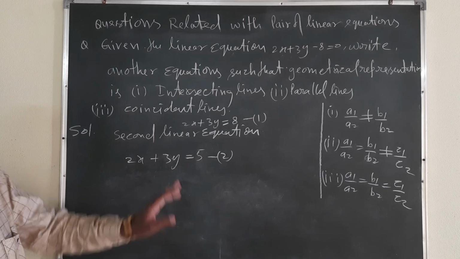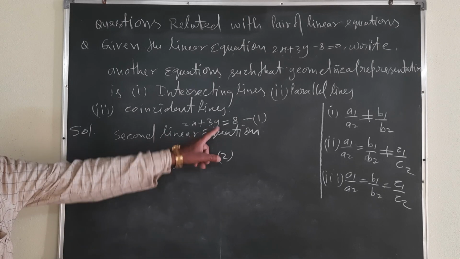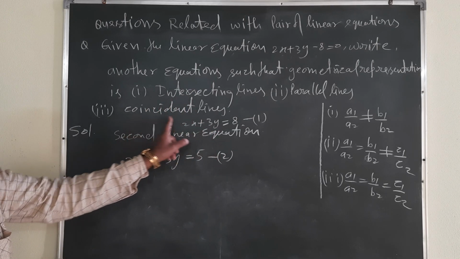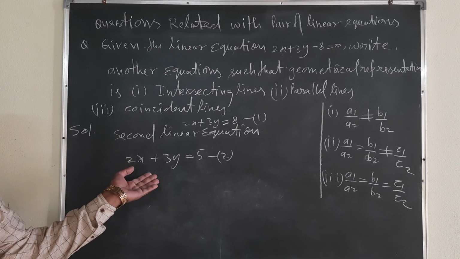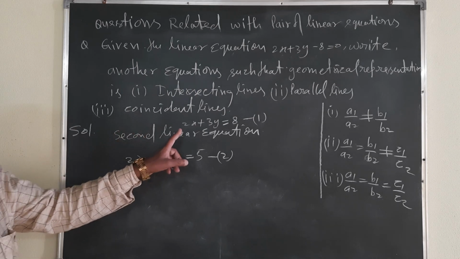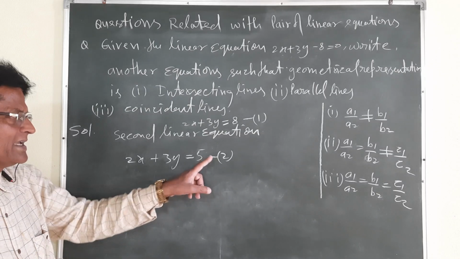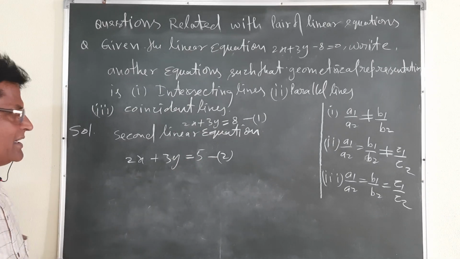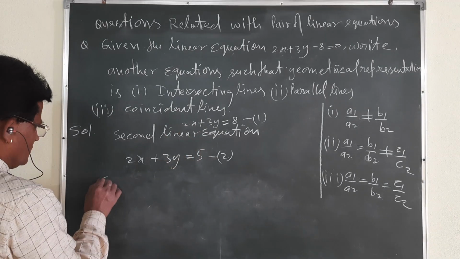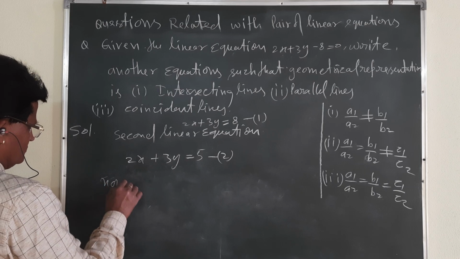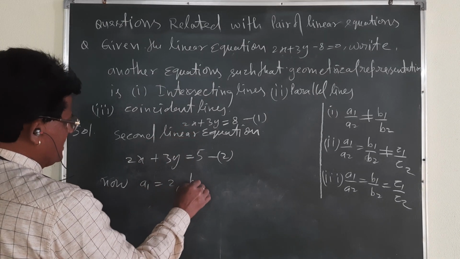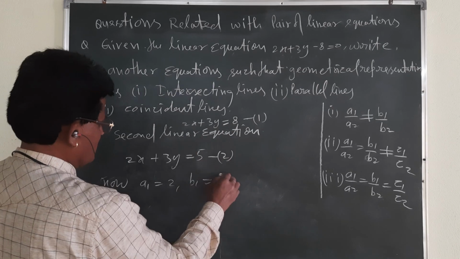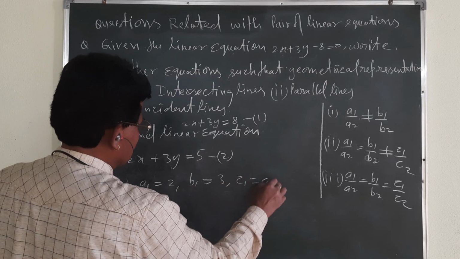Except 8, you can take any number, because if you take 8, that will be coincident, dependent. That I will also tell you. That is why you see similar cases there. I have given the second equation, and now you see A1 is 2, B1 is 3, and C1 is 8.